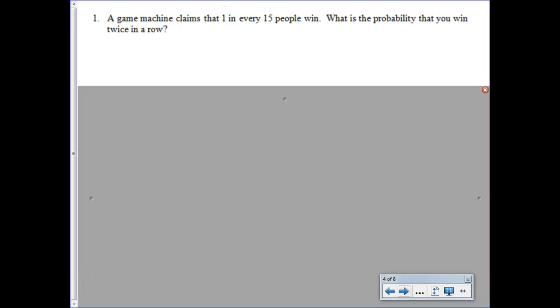So this first one says, a game machine claims that 1 in every 15 people win. What is the probability that you win twice in a row? Well, if 1 in every 15 people win, the probability isn't affected by one person winning. So the first time, you have a 1 in 15 chance. And then the next time, you have a 1 in 15 chance. So if we're multiplying those, that's a 1 in 225 chance of winning twice in a row.